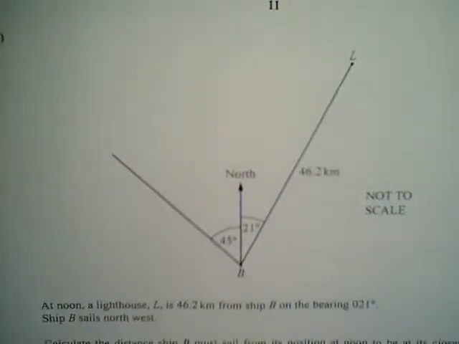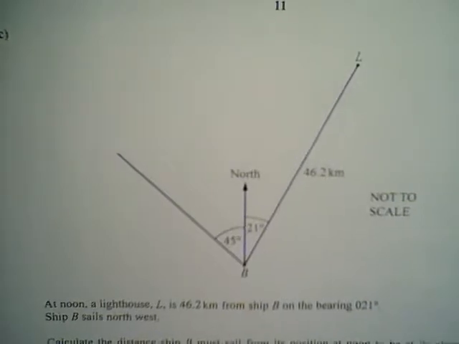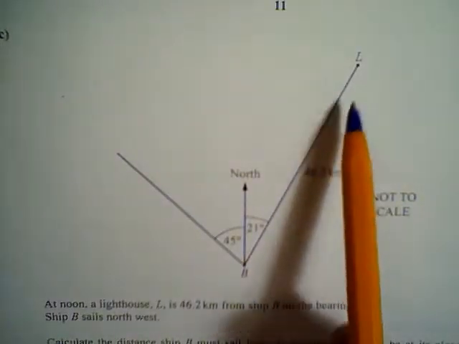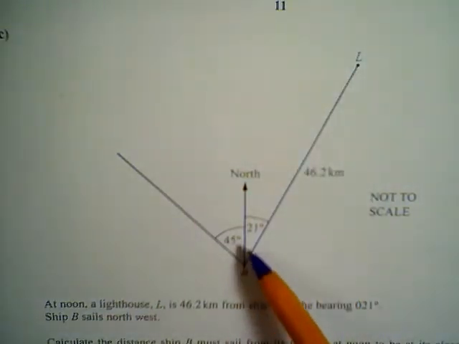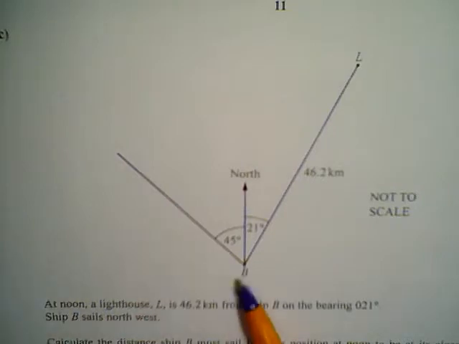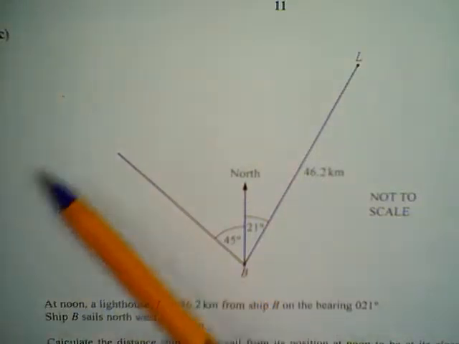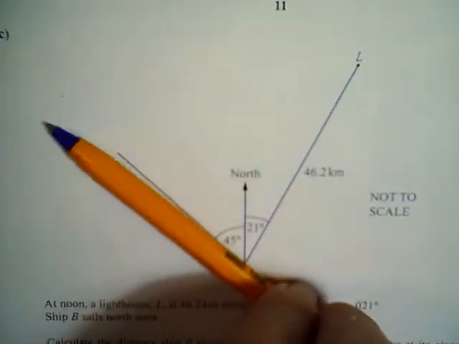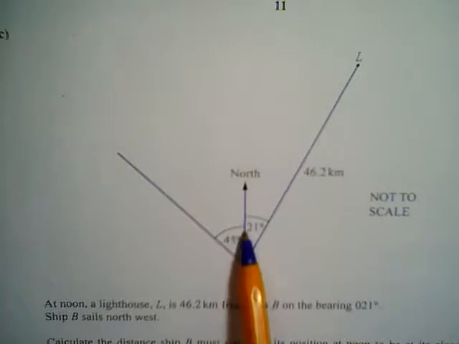Okay. At noon, the lighthouse L is 64.2 kilometers from B. It's at a bearing of 21 degrees. But this ship sails directly northwest. So north is over there, west is over there. It's in between, so it's a 45-degree angle there.